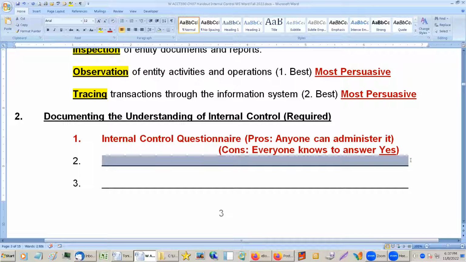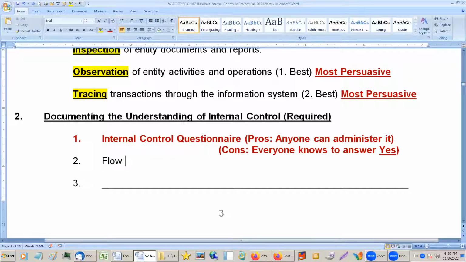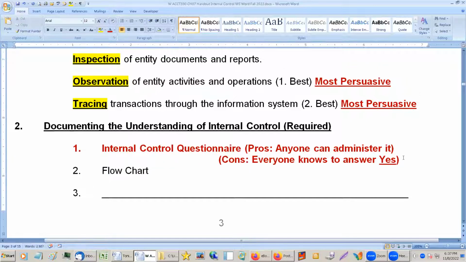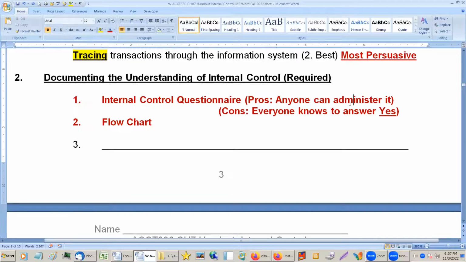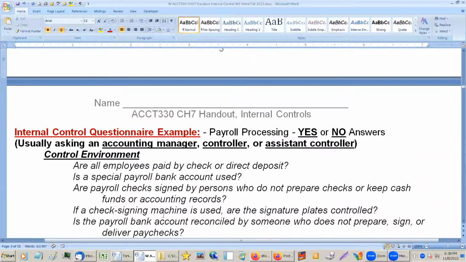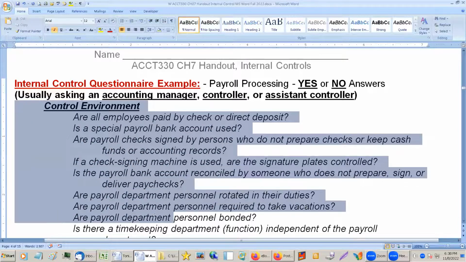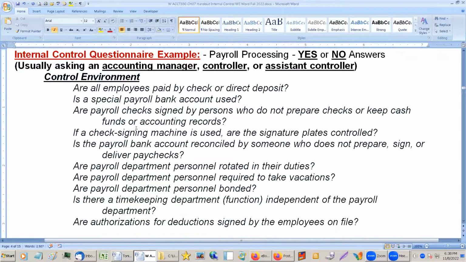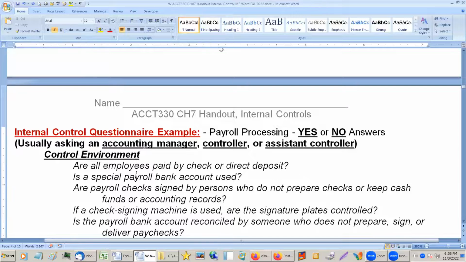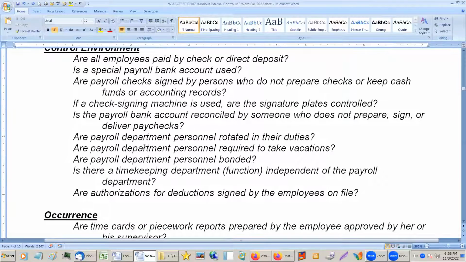Okay. It can be done on a flow chart. We can document it. Oh, I didn't go into the anyone can administer it. I'm sorry, let's go back to the internal control questionnaire. The beauty of it is you can be on your first day on the audit, and they can say, here, take this internal control questionnaire, go in and talk to the assistant controller.